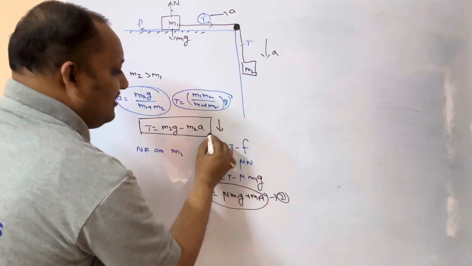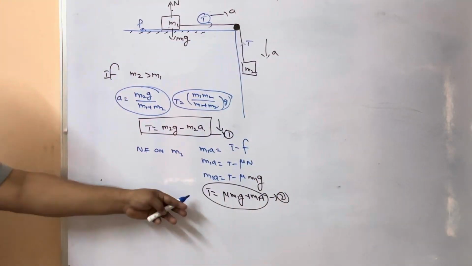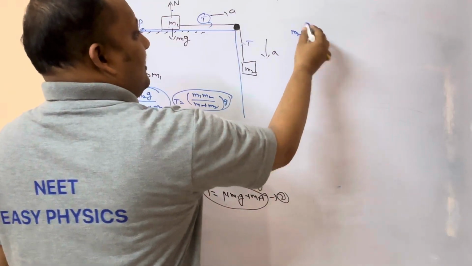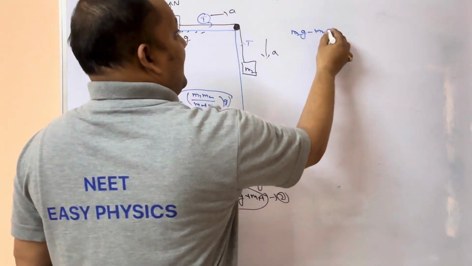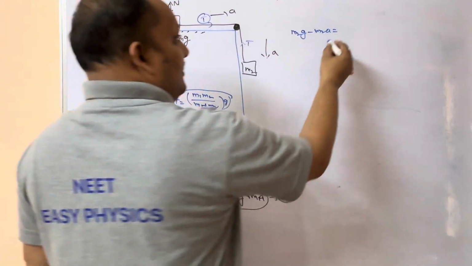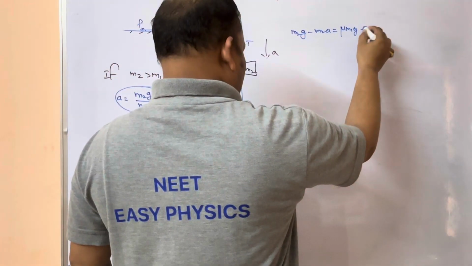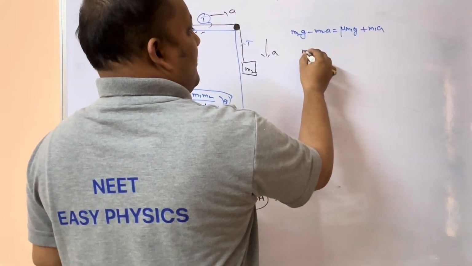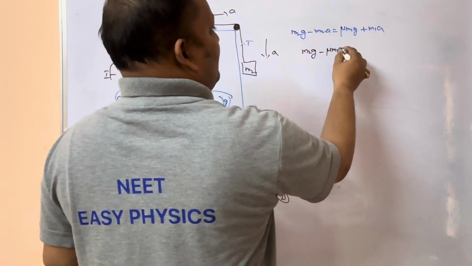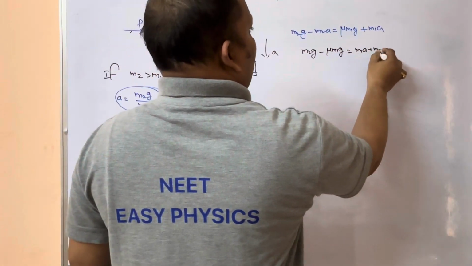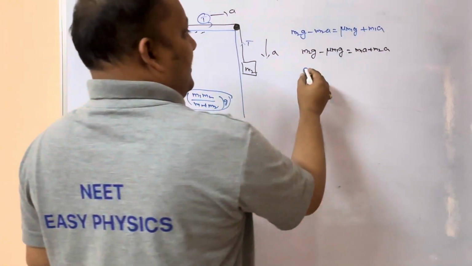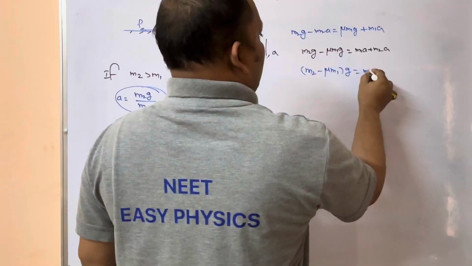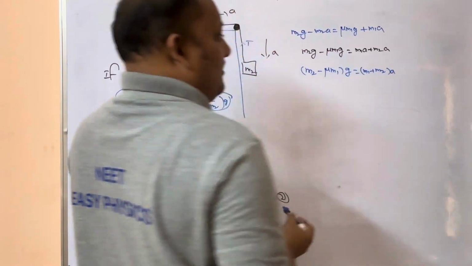Call it equation number 2, and the earlier one equation 1. From equations 1 and 2, you can equate these two. Then what are you going to get? M2G minus M2A is equal to mu M1G plus M1A. You can bring this one to that side. So M2G minus mu M1G is equal to M1A plus M2A. Then what is common here? M2 minus mu M1, into G, is equal to M1 plus M2, into A.